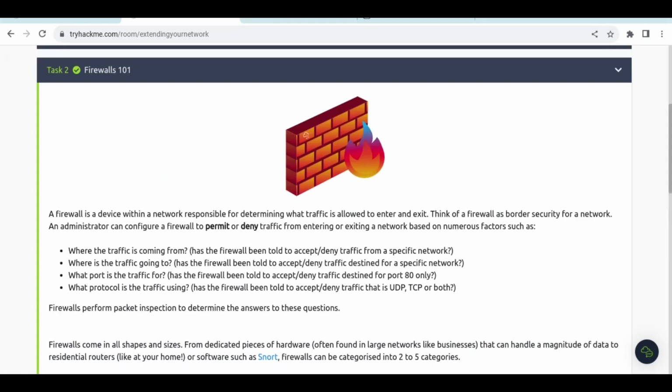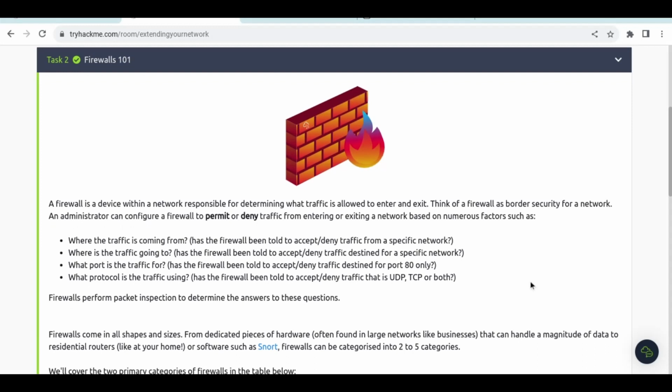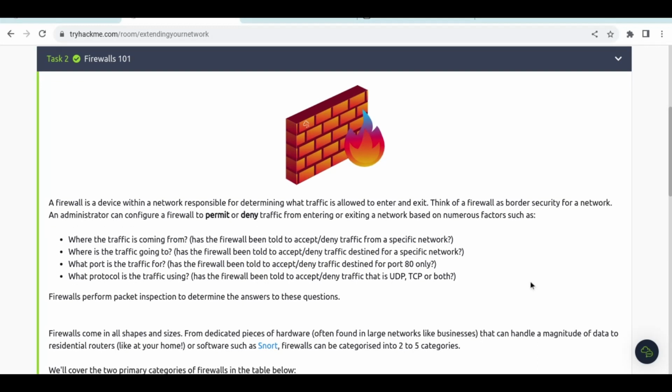Task 2. Firewalls 101. A firewall is a device within a network responsible for determining what traffic is allowed to enter and exit. Think of a firewall as border security for a network. An administrator can configure a firewall to permit or deny traffic from entering or exiting a network based on numerous factors, such as where the traffic is coming from. Has the firewall been told to accept or deny traffic from a specific network?